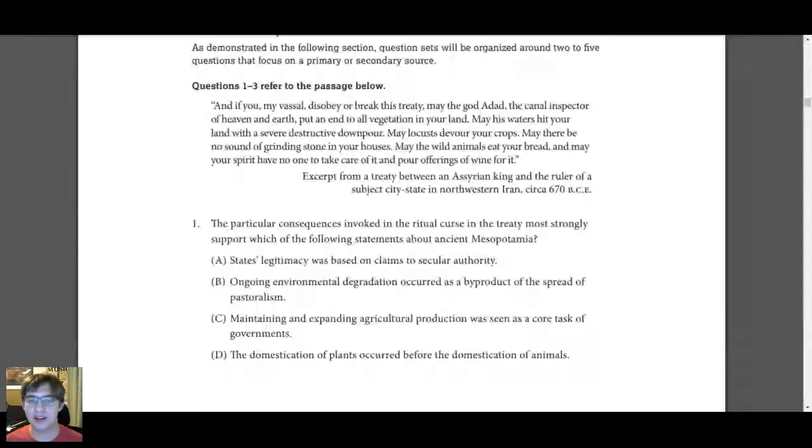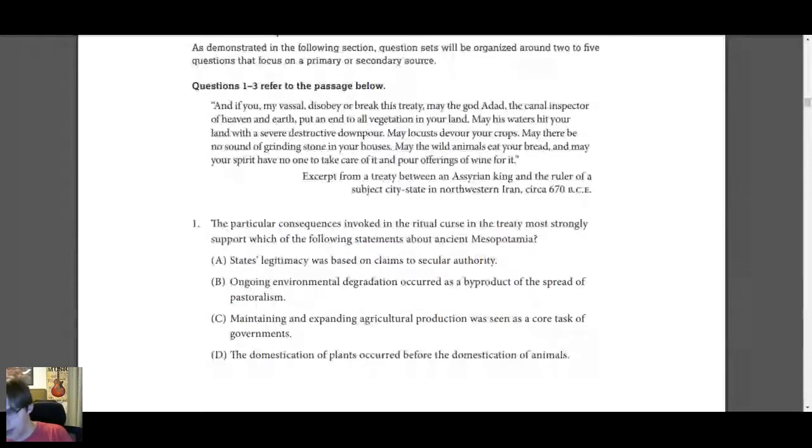So, the particular consequences invoked in the ritual curse in the treaty most strongly support which of the following statements about ancient Mesopotamia? A, states' legitimacy was based on claims to secular authority. B, ongoing environmental degradation occurred as a byproduct of the spread of pastoralism. C, maintaining and expanding agricultural production was seen as a core task of governments. Or D, the domestication of plants occurred before the domestication of animals. Drop your answer in the chat and I'll explain it.